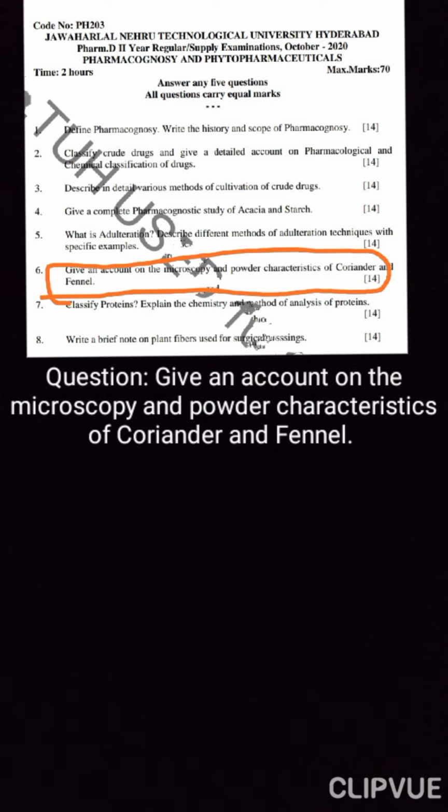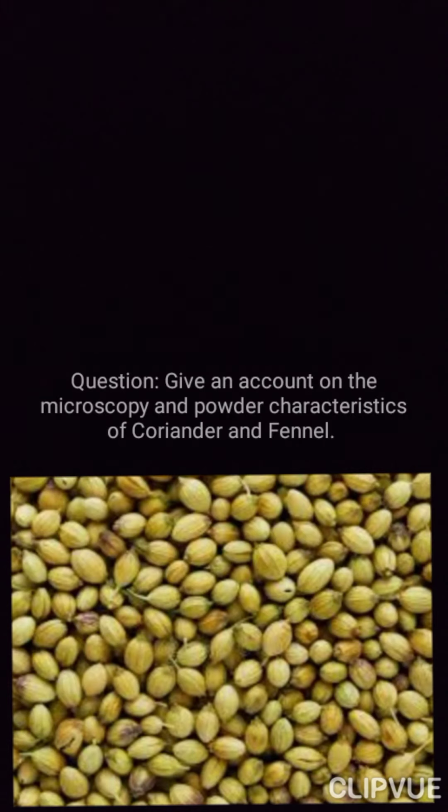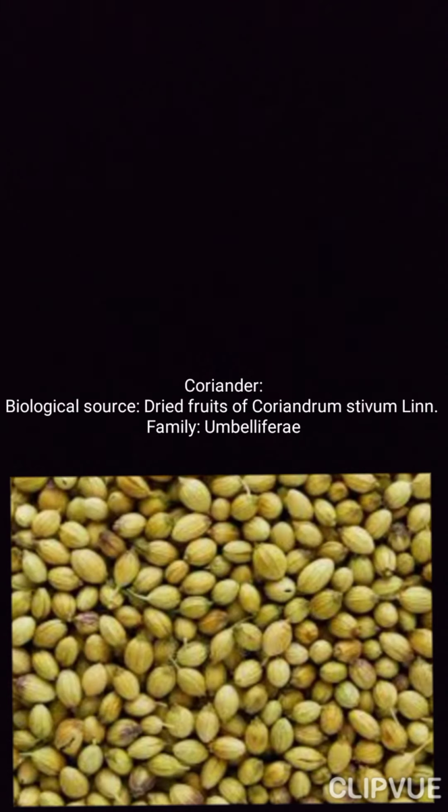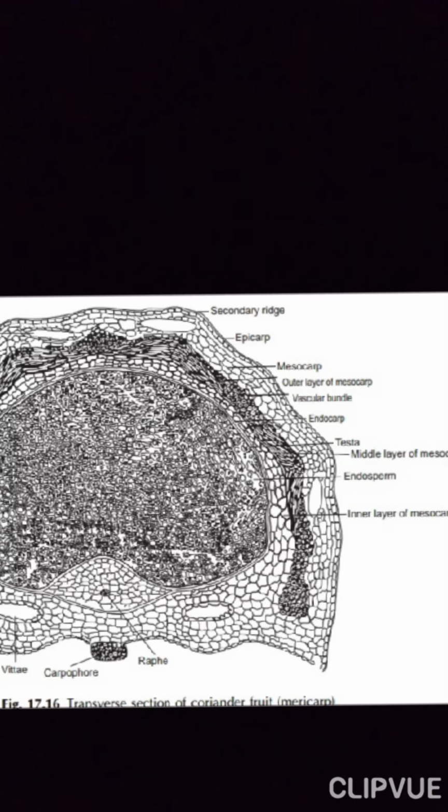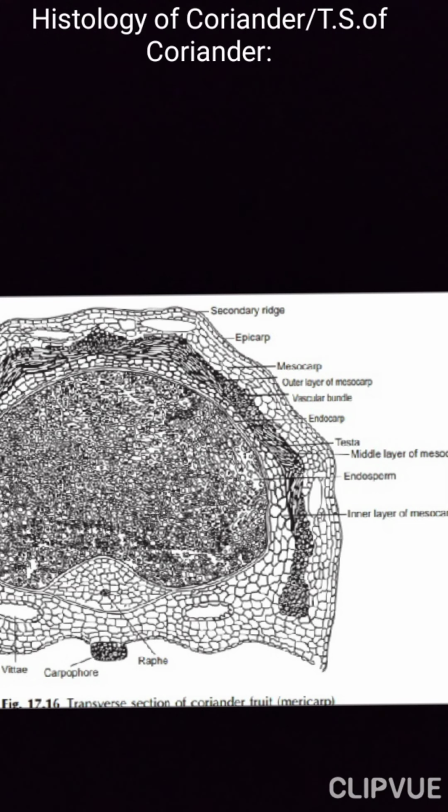So when we are describing, first of all, we need to write something about the particular drug. Suppose you are attempting the first question, coriander. Coriander is the dried fruit of Coriandrum sativum Linn, which is the biological source, and it belongs to the family Umbelliferae. When describing microscopy, first you need to write about the transverse section of coriander fruit.